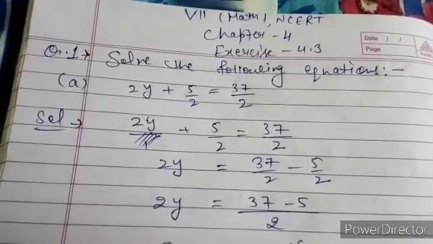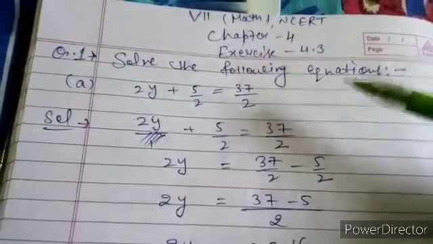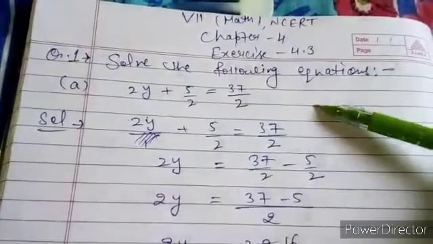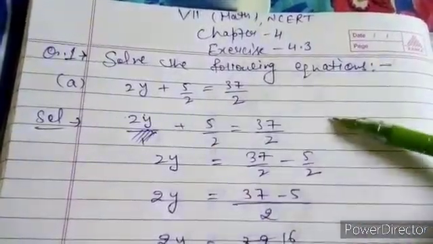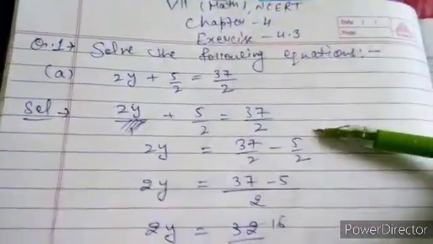7th NCERT Maths, Chapter 4, Exercise 4.3, Question number 1. Solve the following equations. This is the equation. In this equation, we need to take out the value of y. So, other terms will be shifted to right hand side. 2y is equal to 5 by 2 will be shifted to right hand side.